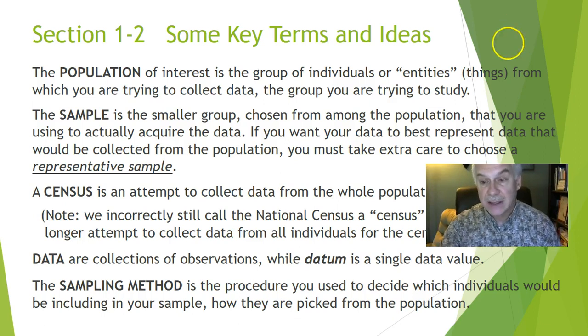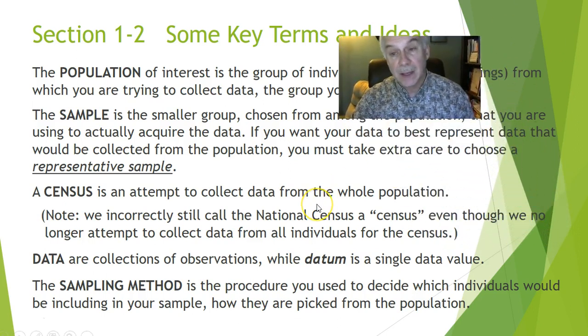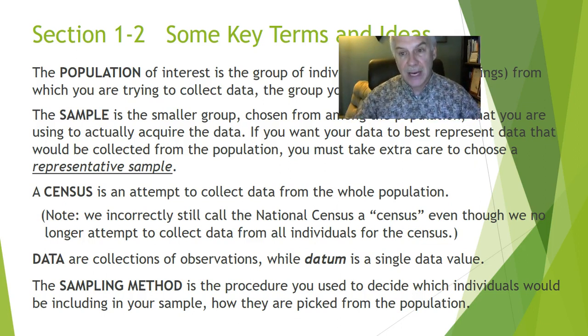A census is an attempt to collect data from the whole population. And right now we currently have what's called a national census, but it's not truly a census, because a census should get data from every person in the country. And for the last several decades, we have not done that. We have used sampling techniques to choose some of the people to be included in the census, and we just think that that is a good representative sample for the whole population.